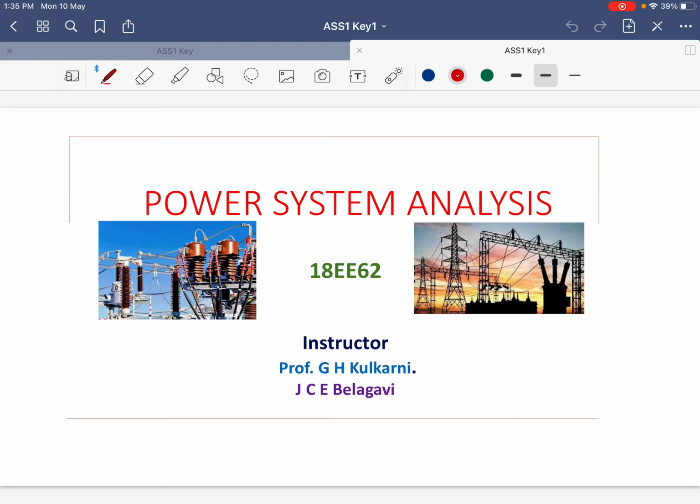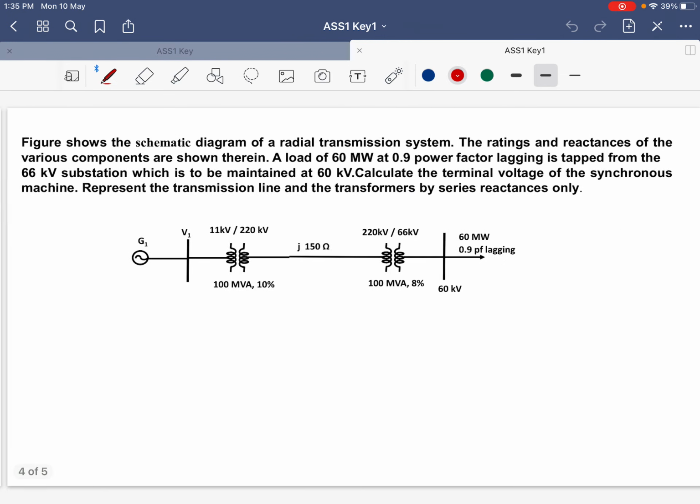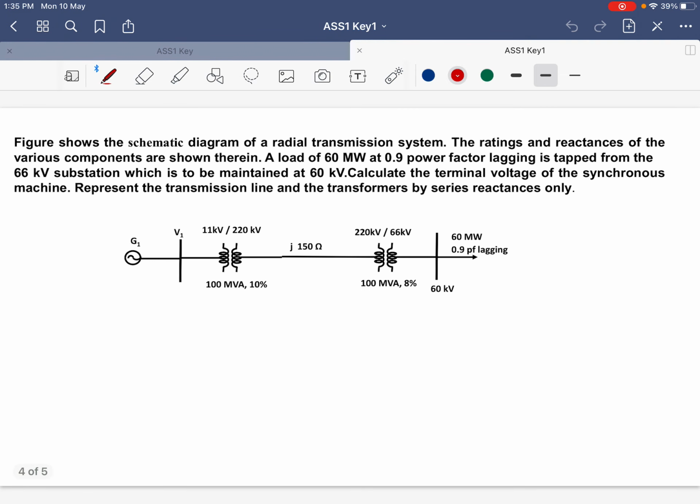Dear students, we'll solve one more numerical on per unit calculations. The problem statement states that there is a power system.